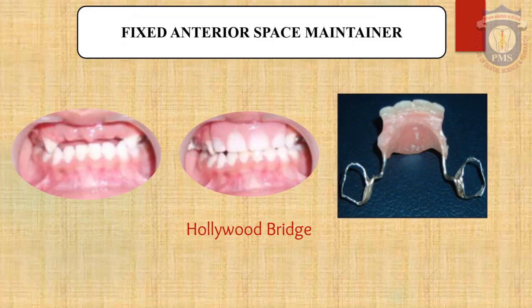Next type of space maintainer we will include is the fixed anterior space maintainer. First one is the Hollywood bridge. Hollywood bridge consists of banding done on the primary molar teeth, and from the band a wire extends into the anterior rugae region that engages the acrylic portion that holds the acrylic teeth.